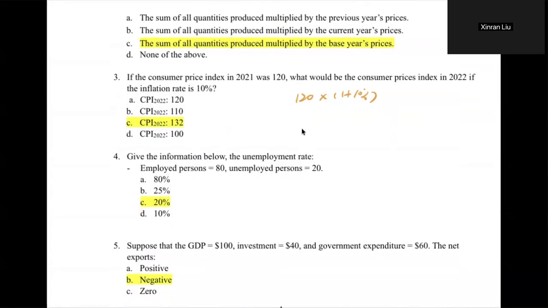So then you can get the CPI in 2022. Okay. And also for the homework question, the definition of unemployment rate is just the unemployed persons divided by the total labor force. And what is the total labor force? It's just the employed persons plus the unemployed persons.